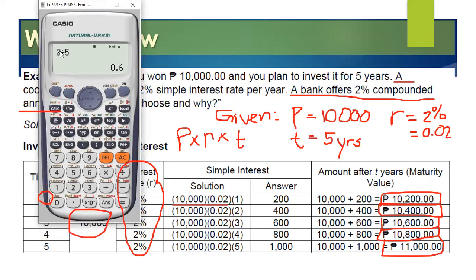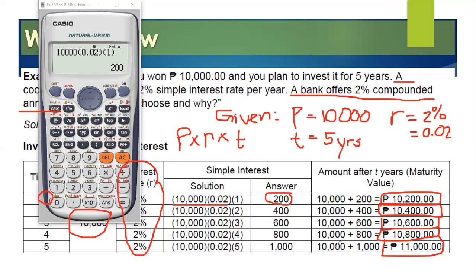So, for example, sa unang year, kakomputin natin. Okay, kung gusto mong malaman kung magkano na yung kinita mo sa unang taon pa lang. So, 10,000 times the rate of interest, which is 0.02, multiply to 1. And the answer is 200, as you can see here. So, sa unang taon, kumita na siya agad ng 200 pesos.